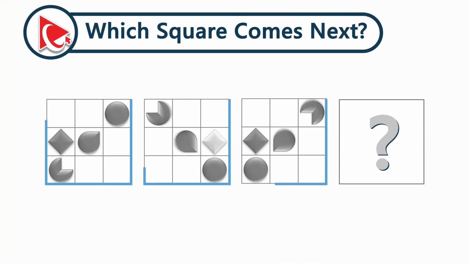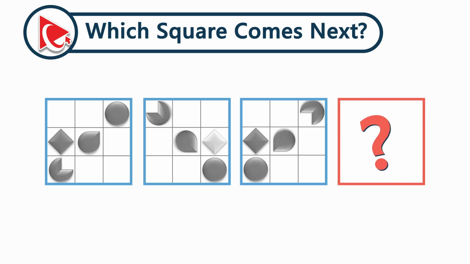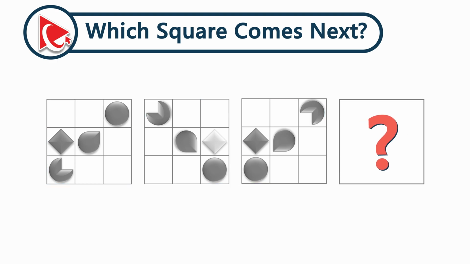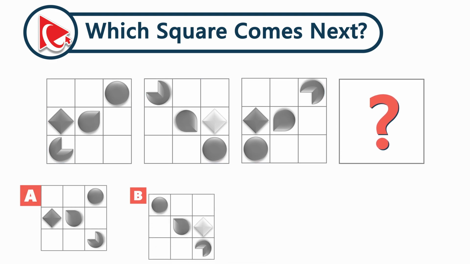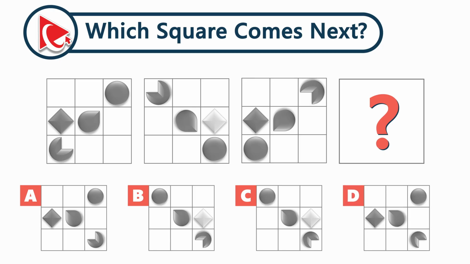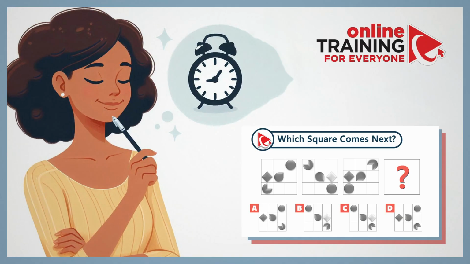You're presented with 4 squares. First 3 squares have different shapes inside, and the 4th square is missing. This is the square you need to calculate and select your answer out of 4 possible choices: A, B, C, and D. Remember, we're here to help build your skills, but first you need to tackle this challenge on your own.